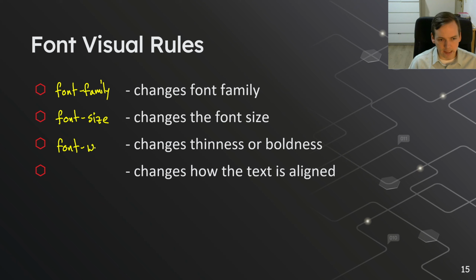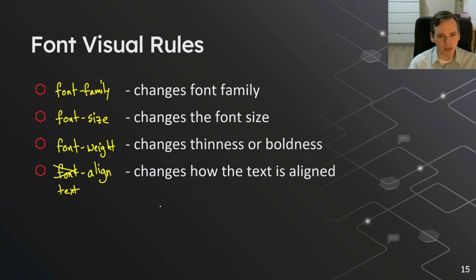Font weight changes how thick or thin or bold the text is. And then lastly, it should probably not be a surprise at this point, but the first word is font dash, and then we say align, or sorry, that's not font. It is a surprise because it's text. Text-align changes how the text is aligned. So if it's on the left side of the element, the right side of the element, centered, or kind of spread out throughout. So those are some basic font visual rules that we can change.